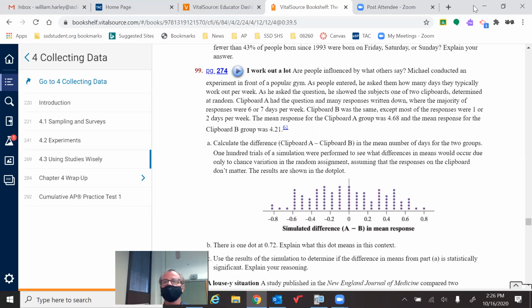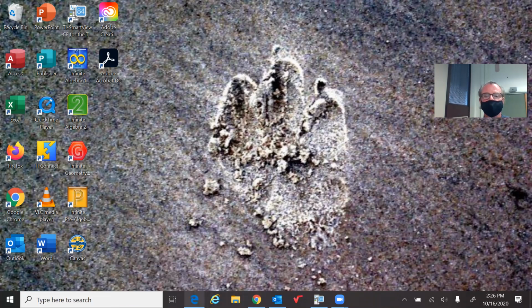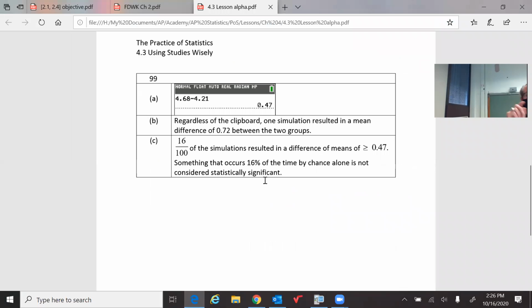And that means this. It's 16 times out of 100 you got that or more extreme. 16% is not considered statistically significant. You might decide that it's unlikely, something that only happens 1 out of 6 times, but it doesn't reach the threshold of being statistically significant. Okay?